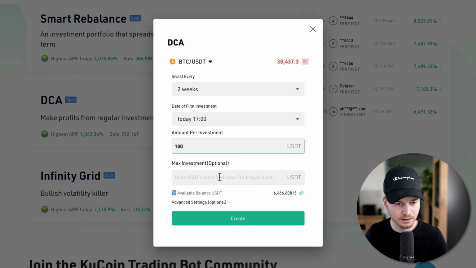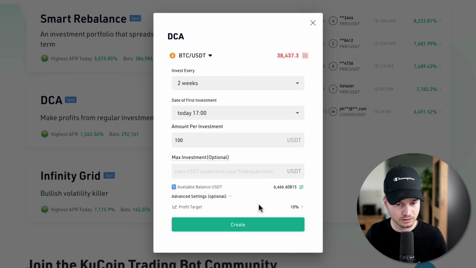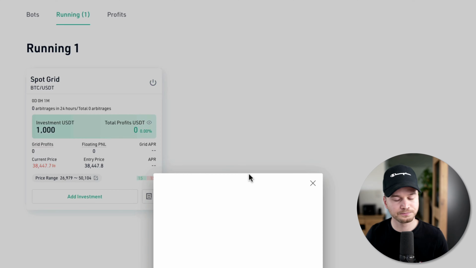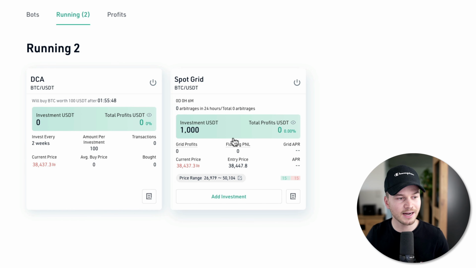All right. And then we can also go to optional profit target, which is going to leave everything as it is right here. Click on create, confirm. And now I have created a second bot, the dollar cost average bot, which every week at 5 p.m. on a Tuesday, you'll just spend $100 on Bitcoin.